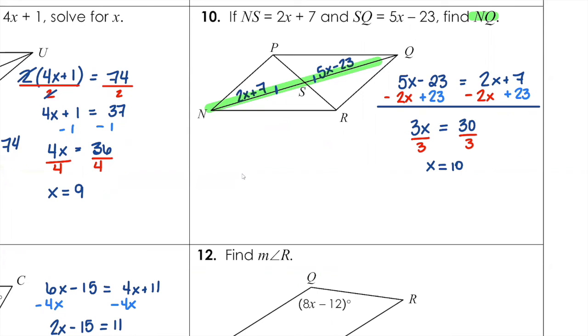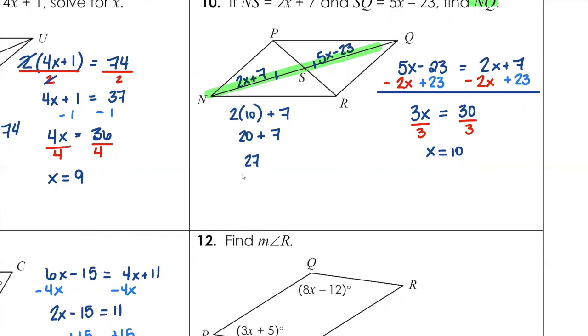So do I need to plug 10 into both of these? Just one, and then multiply by 2. So let's go 2 times 10 plus 7. 20 plus 7 gives me 27. So that means the length of NS is 27.